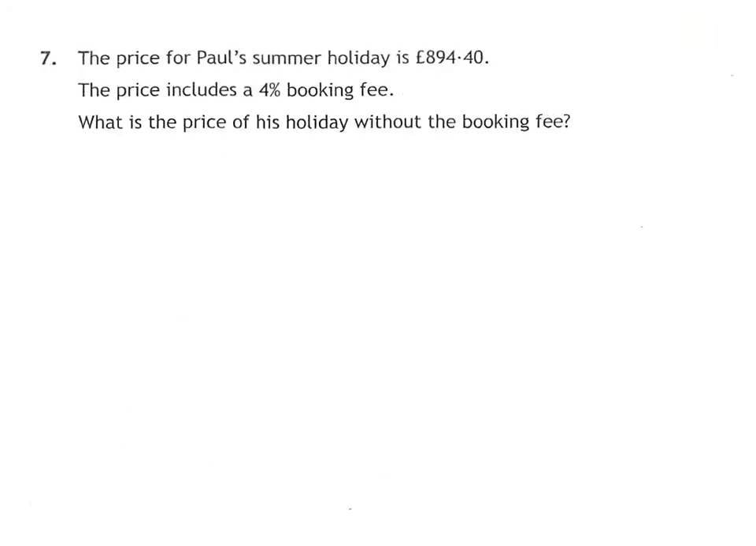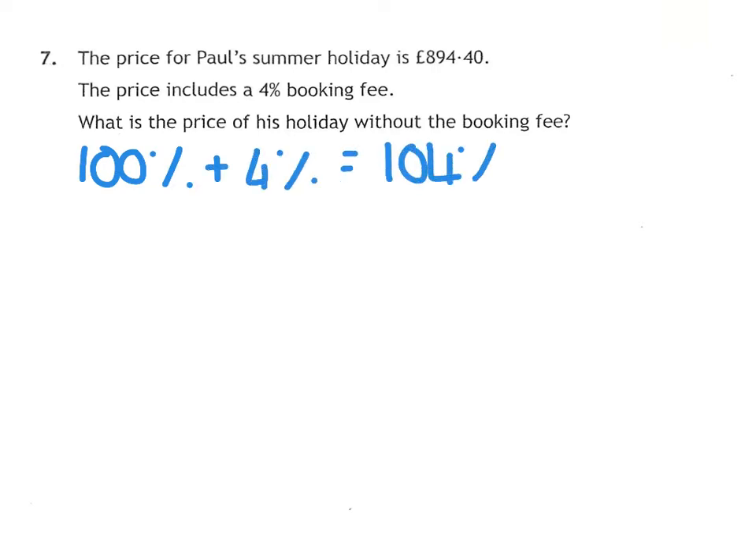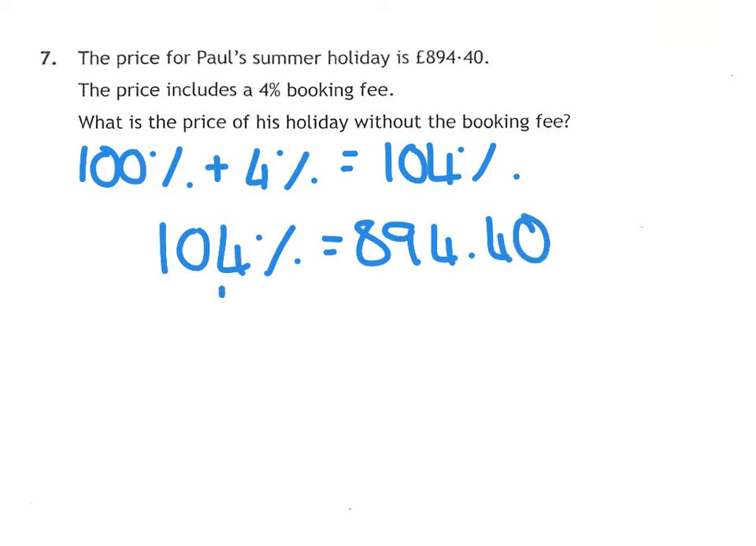Okay, Paul's got a summer holiday. It's got a 4% booking fee. What is a holiday without a booking fee? So basically, Paul's holiday price started at 100% and they added on 4%. So the price he is now paying is equivalent of 104%. So that's what that number is. We need to get 1% and then the full price, which is 100%. So it's like a proportion question.